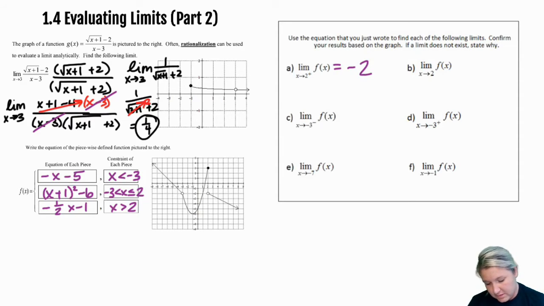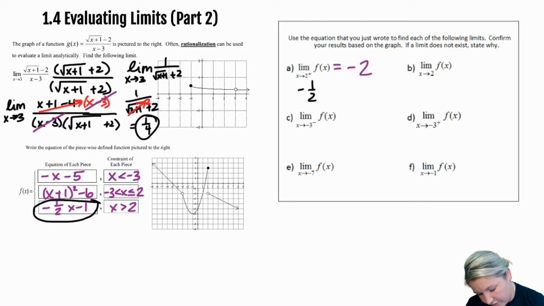Okay, so if we were going to do this algebraically, you would want to plug it into that bottom equation. I'm going to plug 2 into this bottom equation, since those are values that are greater than 2. That's where you would plug that in. So you would have negative 1/2 times 2, and then minus 1. And so, therefore, that's where you would get -2 from.